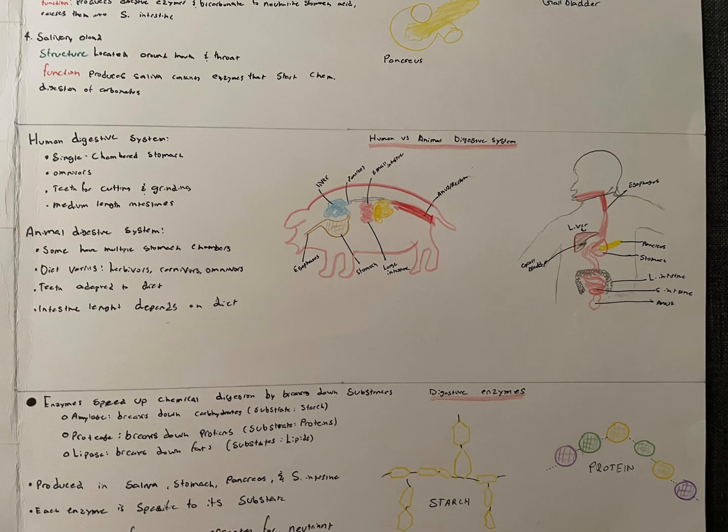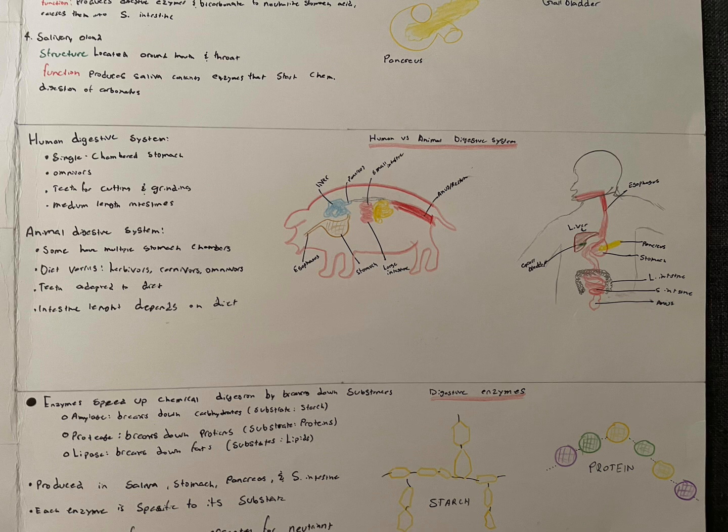Unit 4, Target 3. Compare and contrast the human digestive system versus the animal system. The human digestive system is designed to handle many kinds of food. Humans are omnivores, which means we eat both plants and animals. Our digestive system needs to be flexible to process different types of food. We have a single-chambered stomach, so all the food we eat is digested in one place.